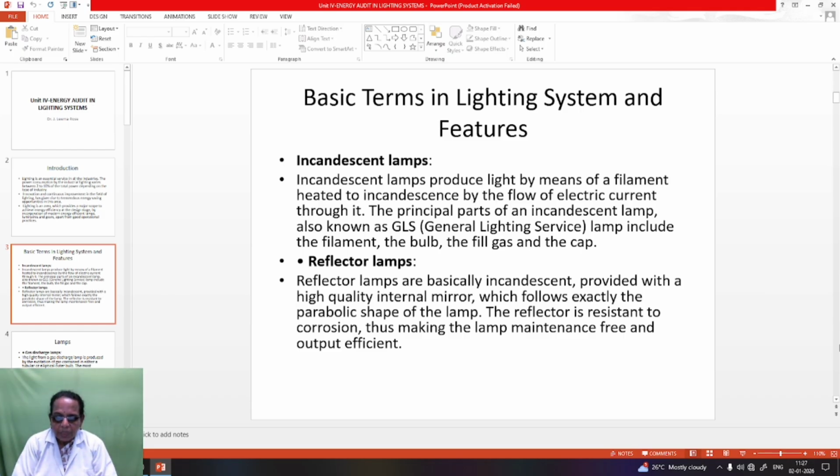Then reflector lamps. Reflector lamps are basically incandescent, provided with a high quality internal mirror which follows exactly the parabolic shape of the lamp. The reflector is resistant to corrosion, thus making the lamp maintenance free and output efficient.